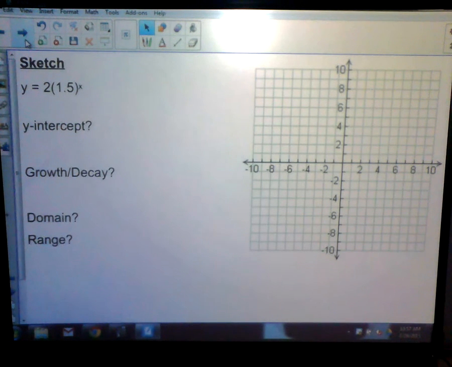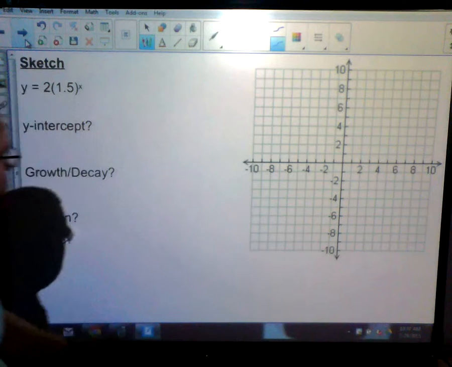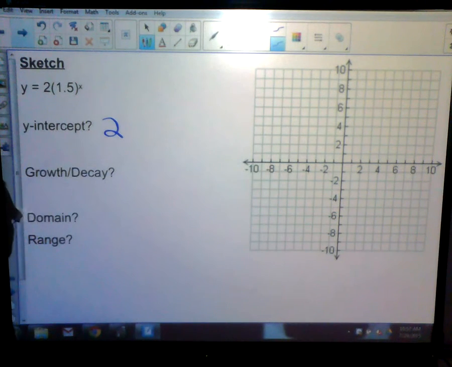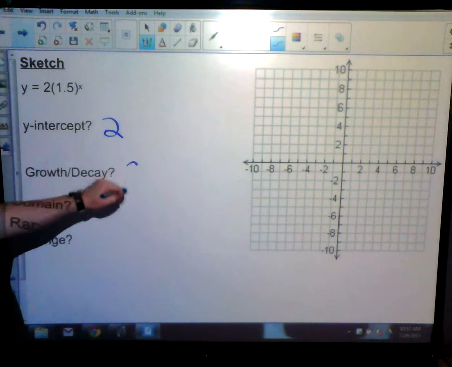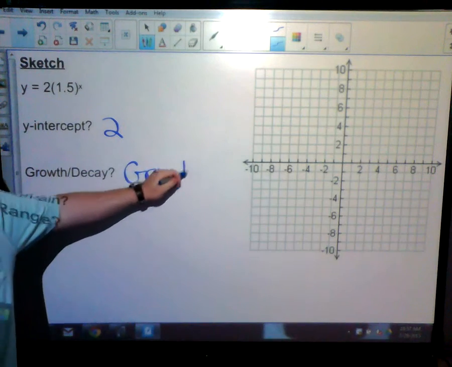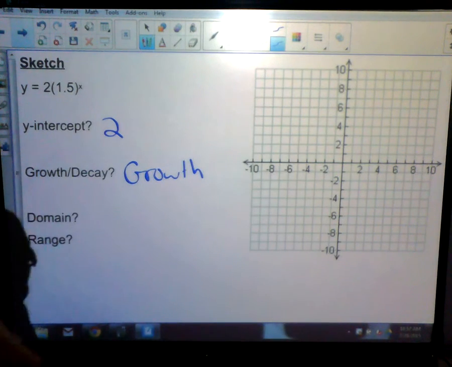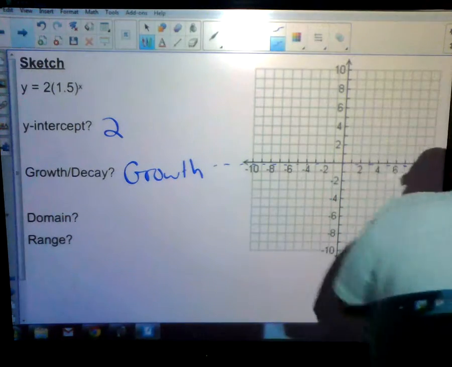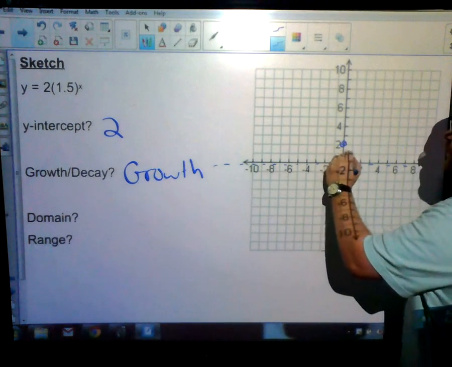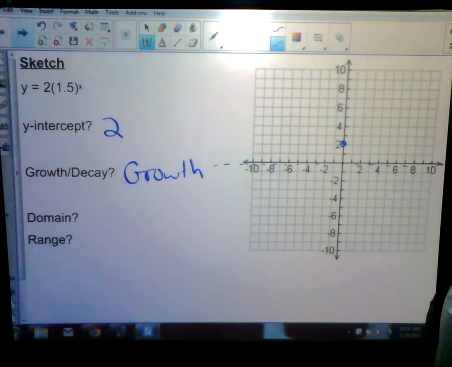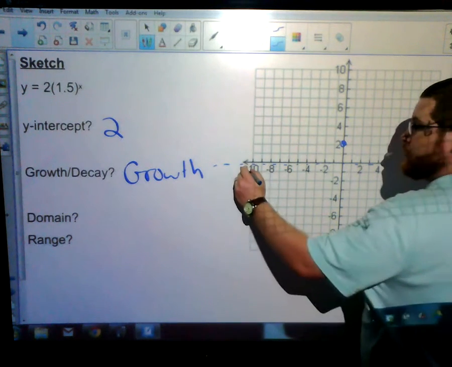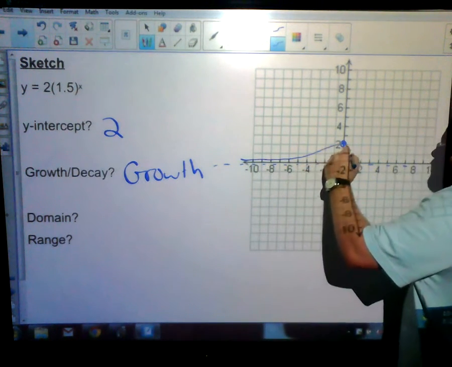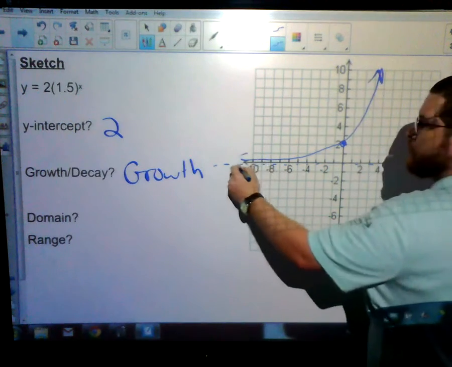So, what's my y-intercept in this problem? It's 2. Is it growth or decay? It's growth. It's bigger than 1. So I know I have an asymptote right here. And I know my y-intercept is 2. And if I just want to sketch a basic graph and not use exact points, I'm just going to draw it like this. It's growing.